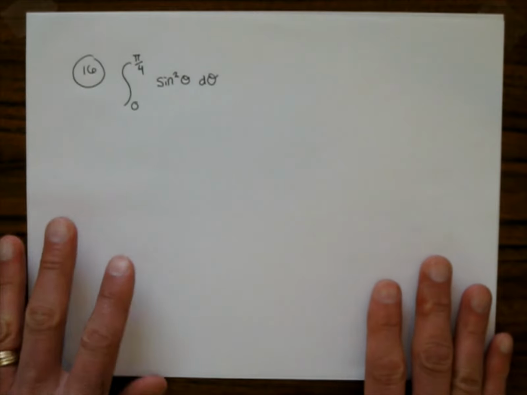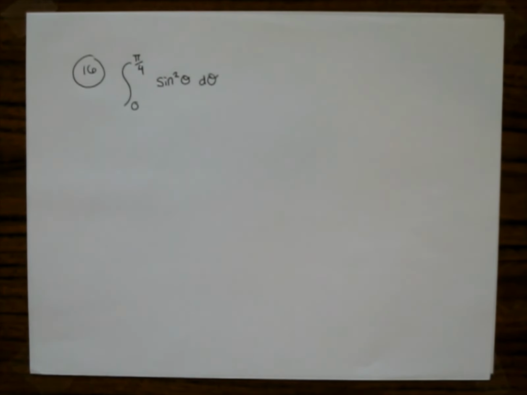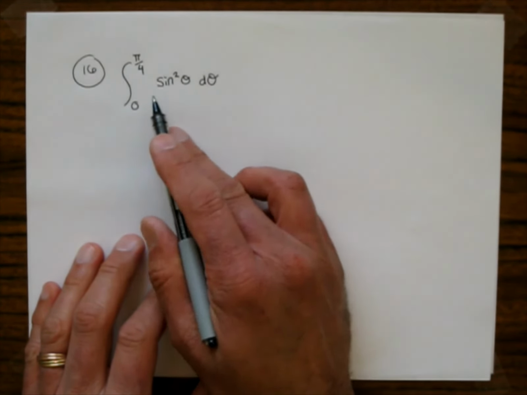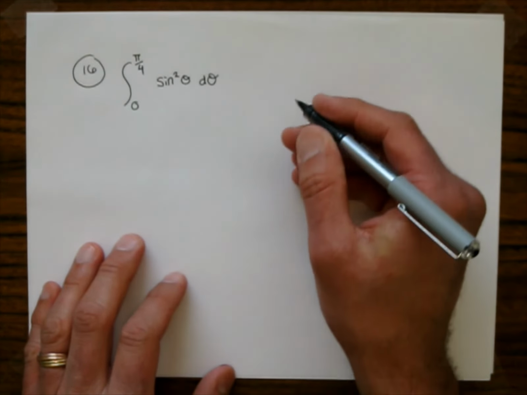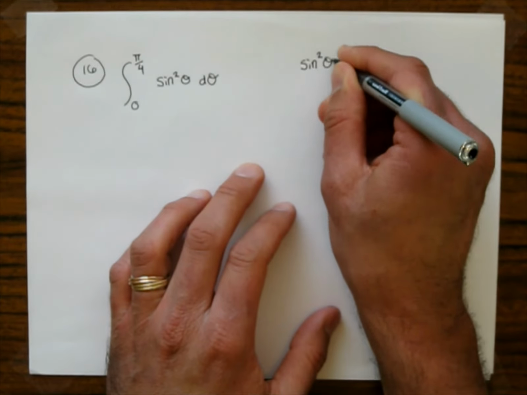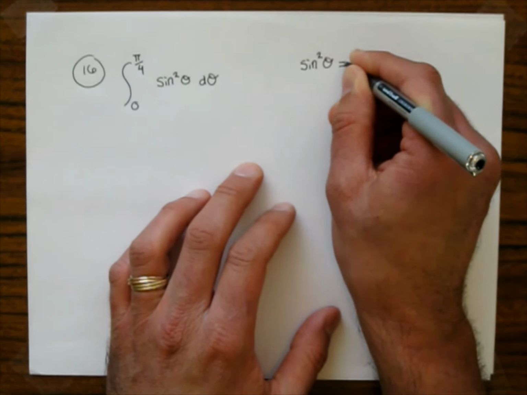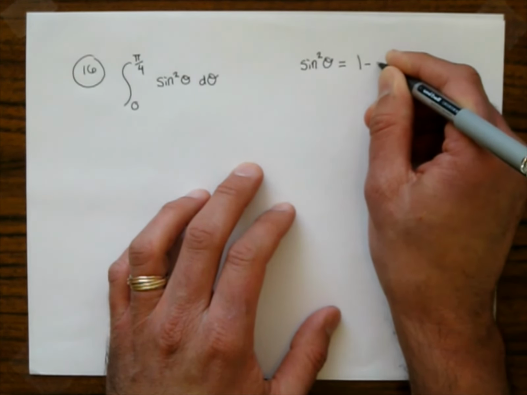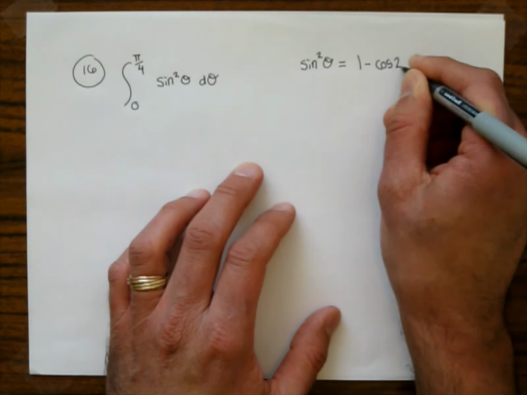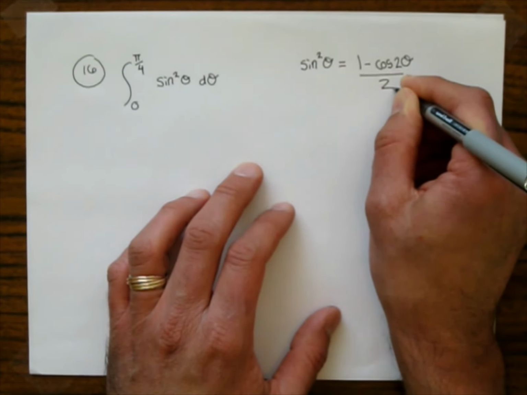Let's go ahead and do our very last problem of this section, which is this one right here. It's sine squared. There's a last grouping of problems where they have sine squareds or cosine squareds in them, and this is something that comes up in differential equations. What they want you to remember is that sine squared theta is actually, this is a trig identity, 1 minus cosine 2 theta all over 2.